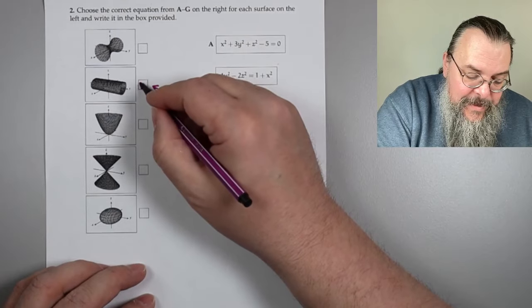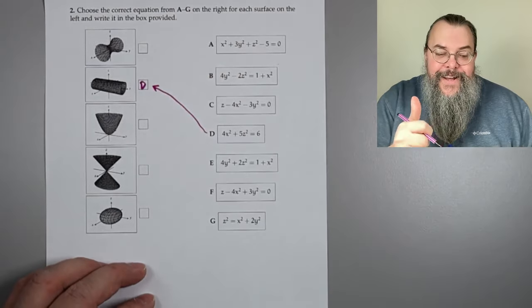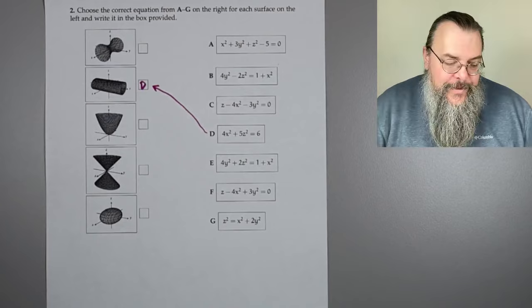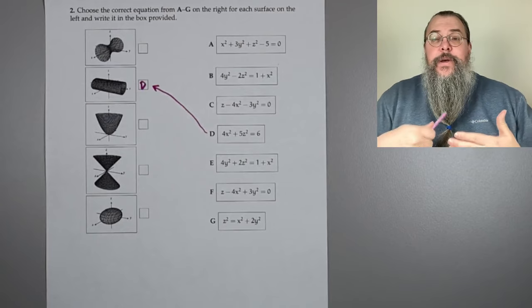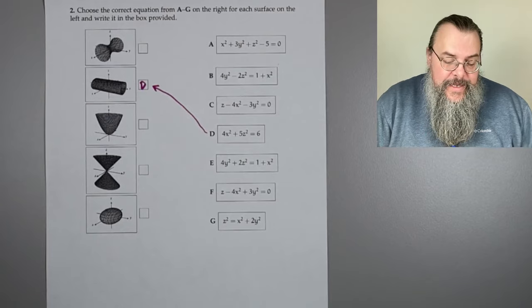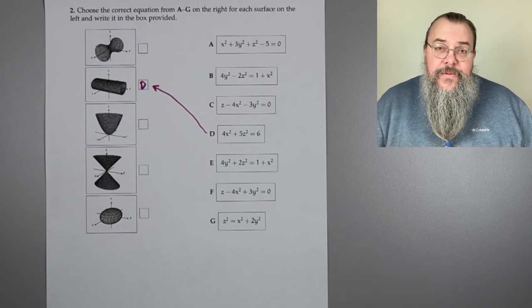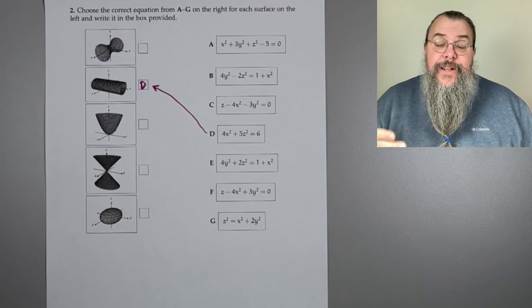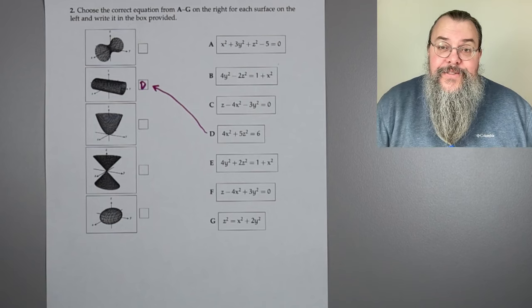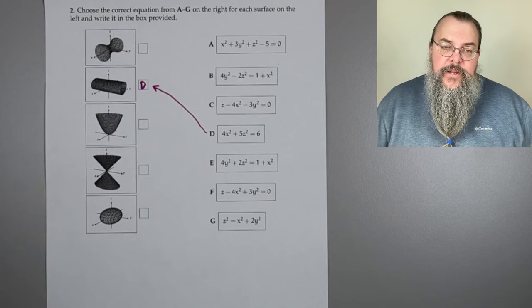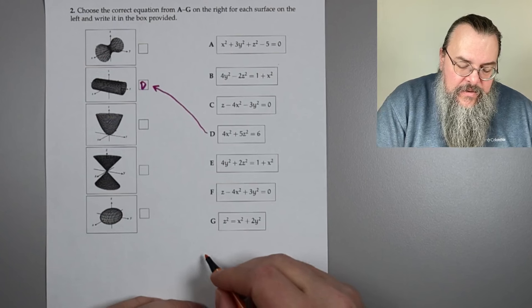D. Nice. Okay, now how do we do the others? Well, one thing is you can say, what do the equations look like? Which can be useful. Another thing to do is say, let's take cross sections. So a big thing you can do is to say, let's slice.